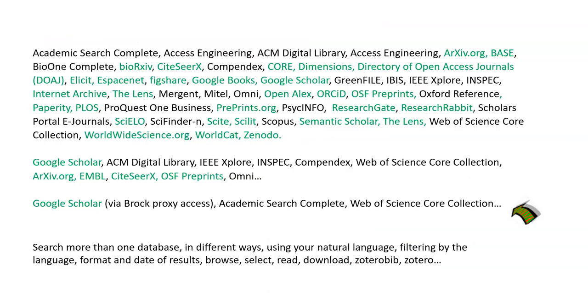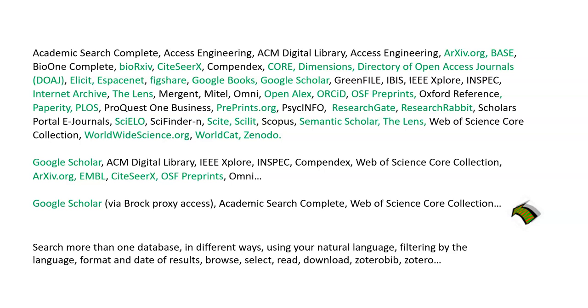So again, here's the databases, lots of them. The ones for computer science, the ones that you could use for this particular course and assignment. But search more than one database in different ways. There's no exact one way to do this. Use your natural language, words and phrases and keywords and acronyms as well.